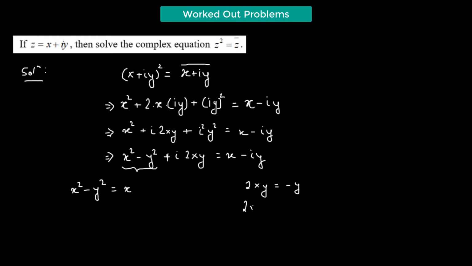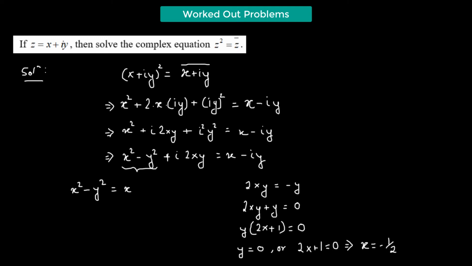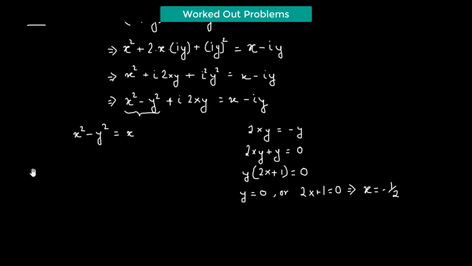So from here we have 2xy plus y is equal to 0. We can factor out y from both the two terms, so that leaves us with y times 2x plus 1 equals 0. So we have two cases: y is equal to 0 or 2x plus 1 equals 0, which gives us the value of x as minus half. Now we're going to use this value to determine the value of the remaining x and y's. So let us do that.